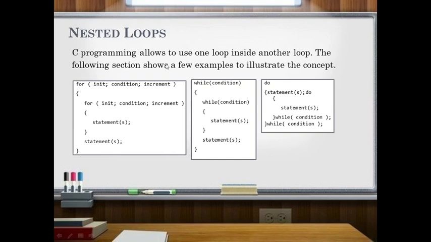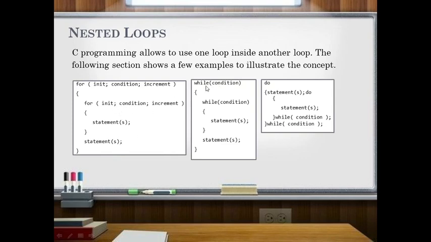The following section shows a few examples to illustrate the concept: for with initialization, condition and increment statements. If the condition is true, it goes into the loop and executes until this condition becomes false. Until then, we cannot move to the outer loop statements. This was the concept of the for loop.